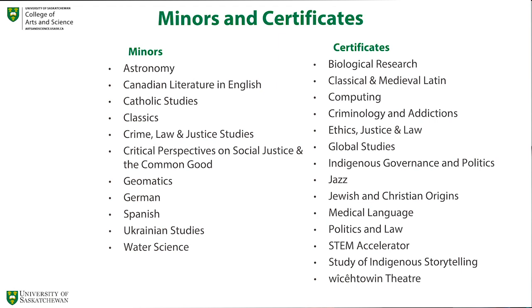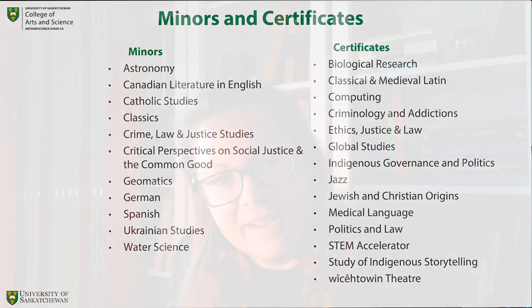There are other certificates too. You can see them all listed here. Many certificates help students to prepare for a professional college. So if you were interested in going into law school, for example, taking the Ethics, Justice, and Law certificate as part of your degree, or the Politics and Law certificate, both of these are going to help prepare you really well for law school. Think about how a certificate or a minor might set you apart and might help you to explore an area of study that you'd never really thought of before.